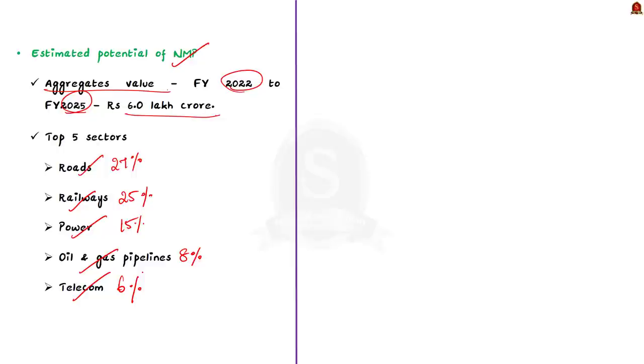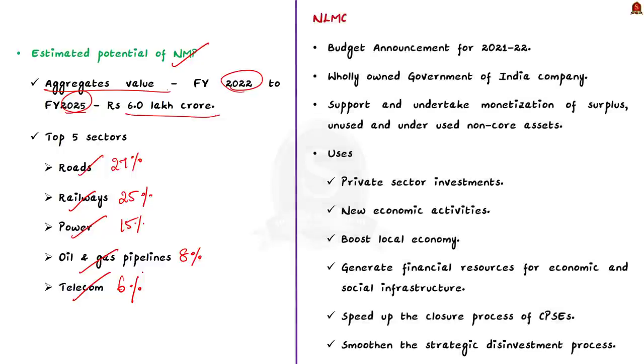Now let us finally see about the National Land Monetization Corporation. See, in the pursuance of the budget announcement for the year 2021-2022, the NLMC, that is the National Land Monetization Corporation, is established as a wholly owned Government of India company with an initial authorized share capital of 5,000 crore.